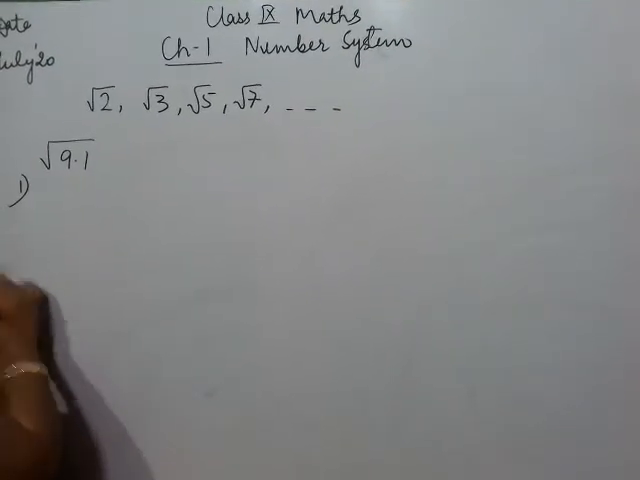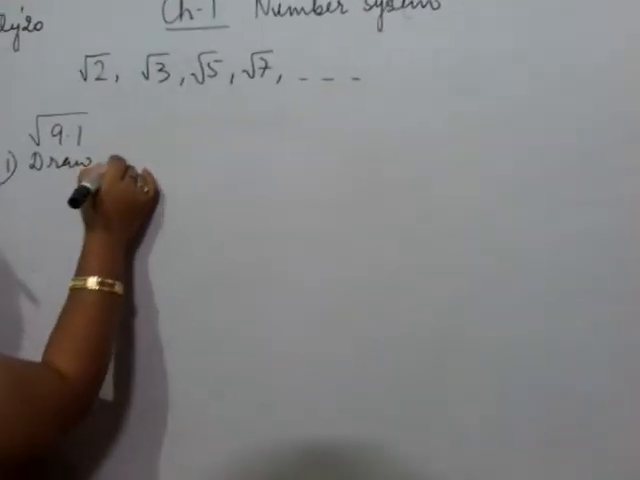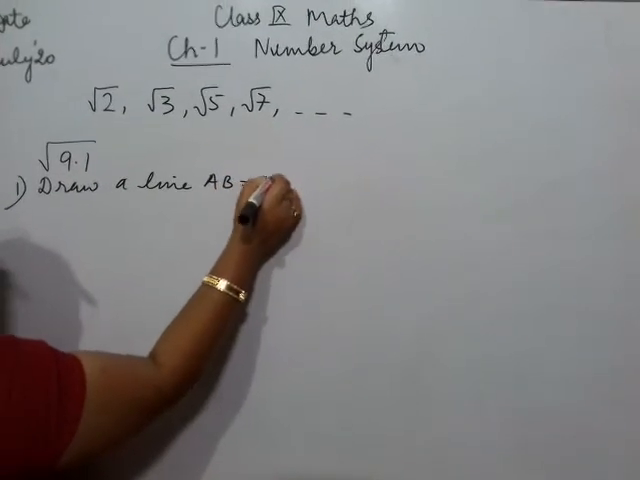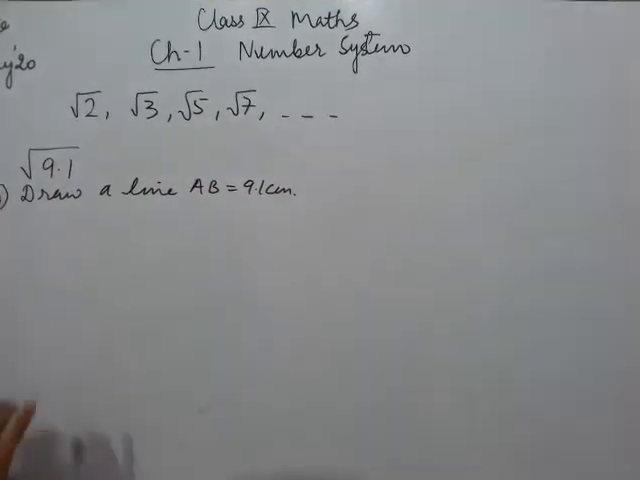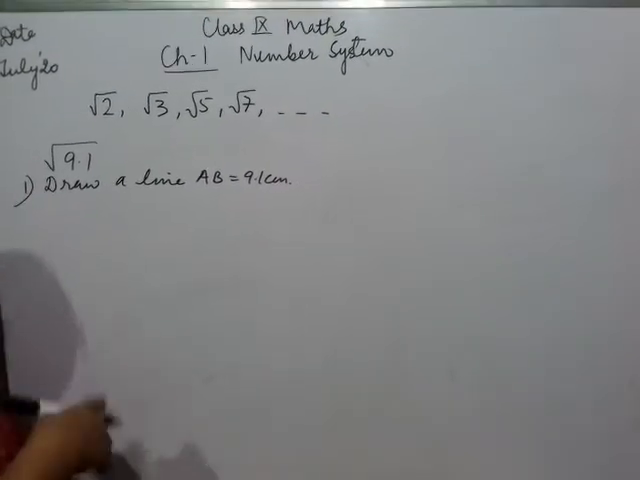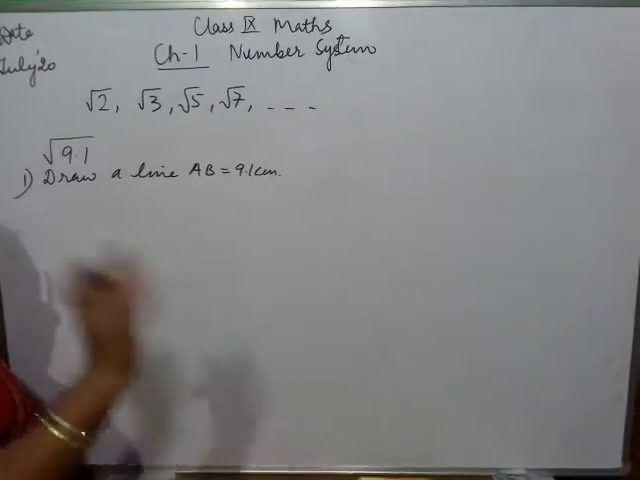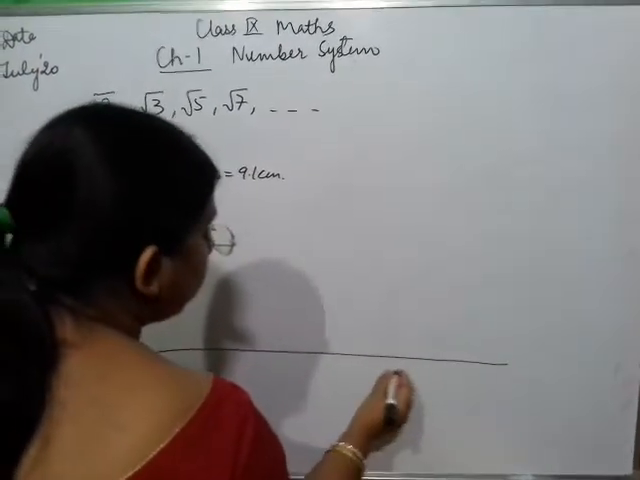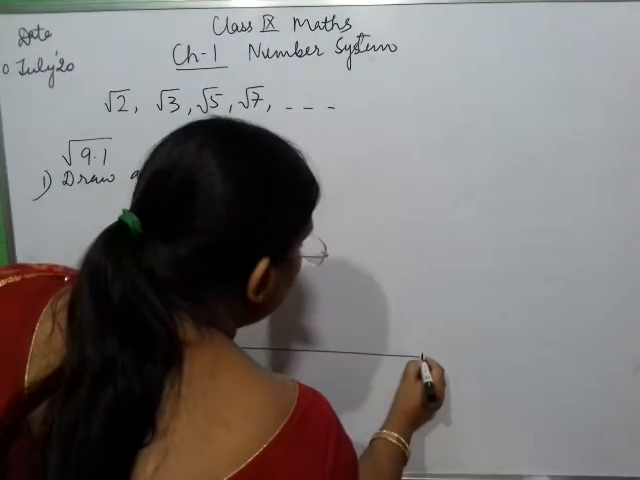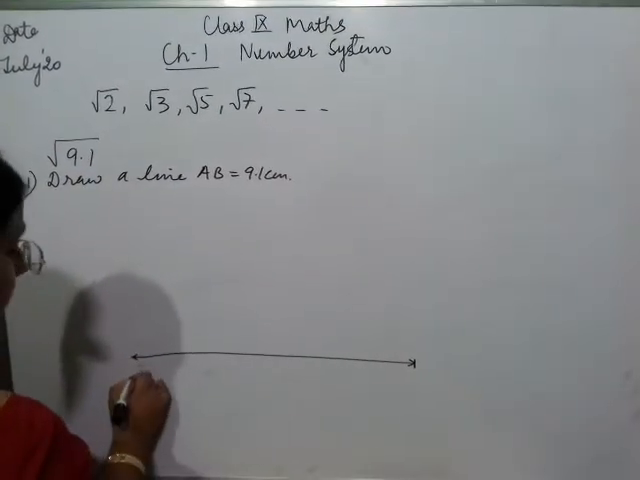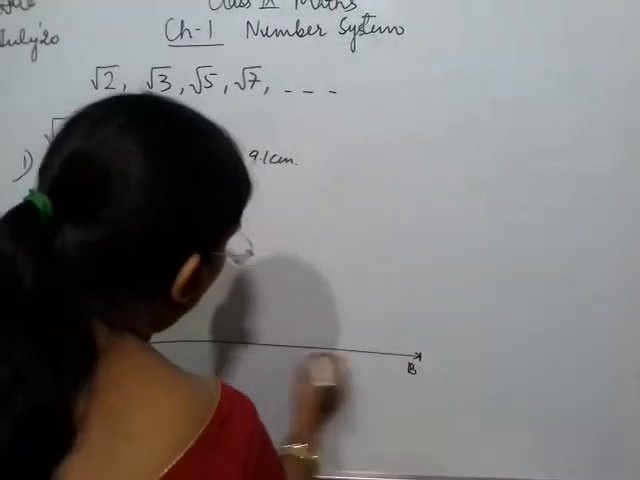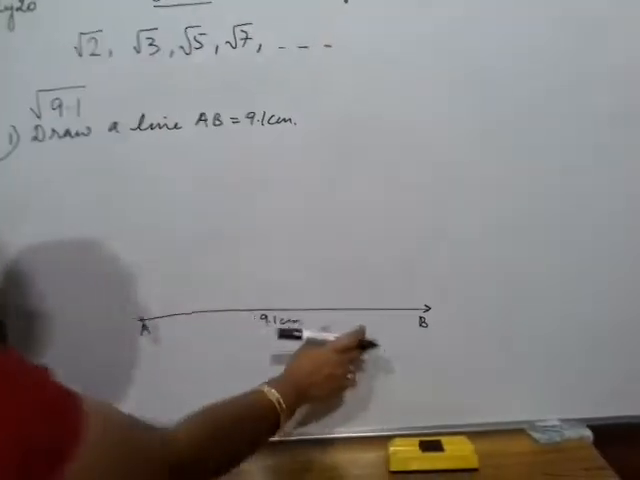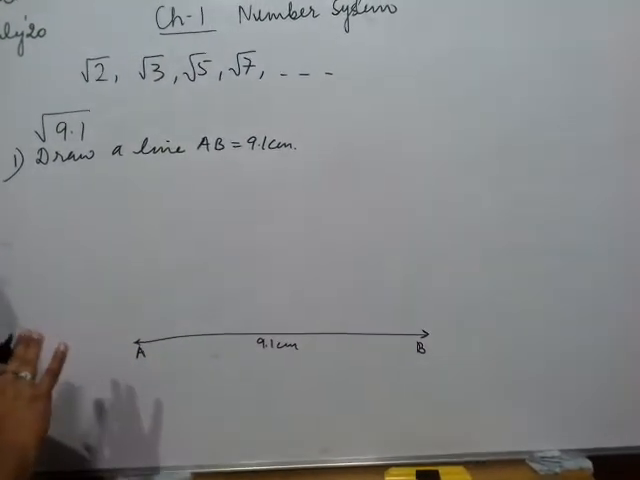So the first step is to draw a line AB equal to 9.1 centimeters. I will not write these steps because if I write them, it will be very difficult for me to draw and explain the figure to you. So I am directly drawing a line. Let us say this is my line AB of 9.1 centimeters. Step 1 is to draw a line AB of 9.1 centimeters.